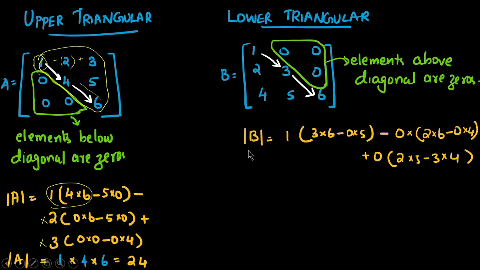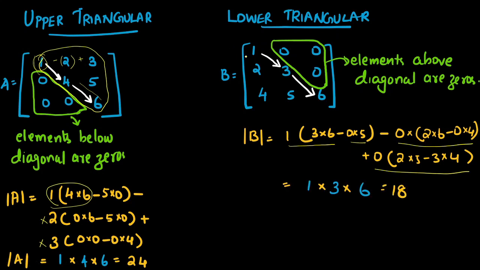And let's find out the determinant of B. It is 1 into 3 into 6 minus 0 into 5 minus 0 into 2 into 6 minus 0 into 4 plus 0 into 2 into 5 minus 3 into 4. Okay. And what is it actually? These two terms are zeros actually. And in the first term, we have 1 into 3 into 6 and the remaining part is 0. Okay, so it is actually 1 into 3 into 6.